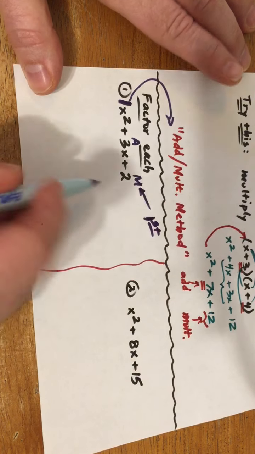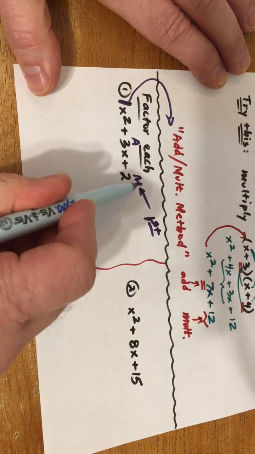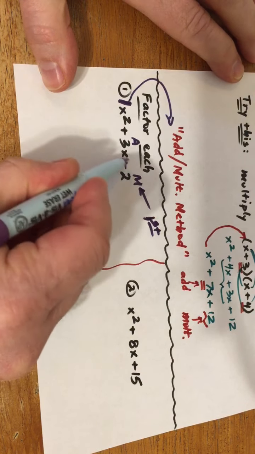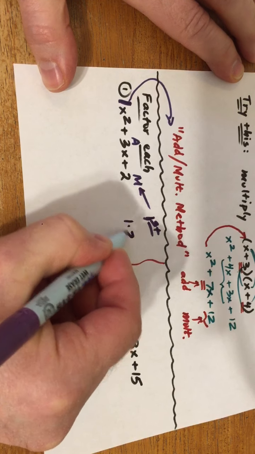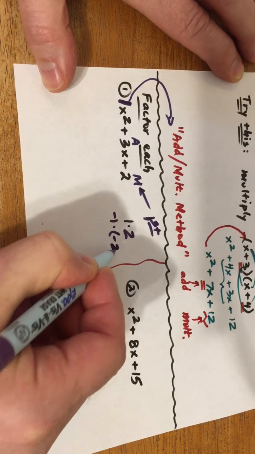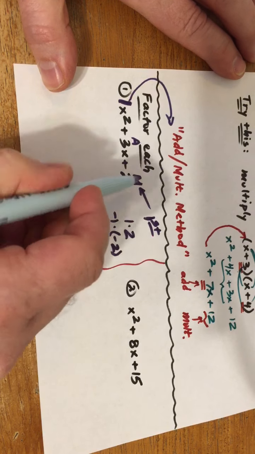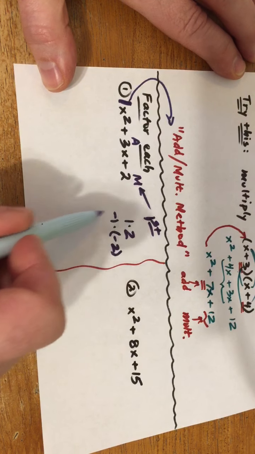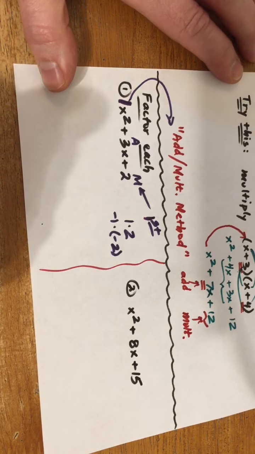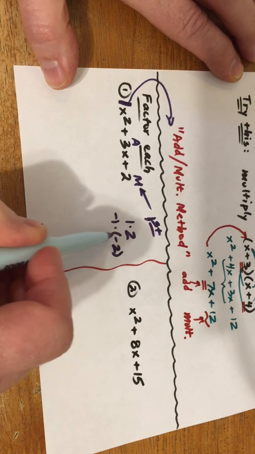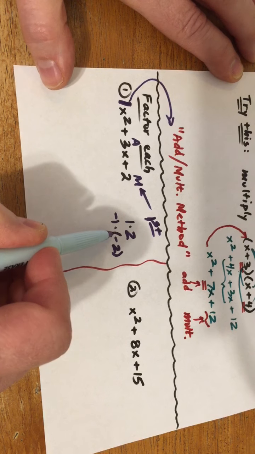Why? Because there aren't that many factors of 2. So let's give this just a little bit of thought. What are some numbers that multiply to positive 2? Well, 1 times 2 comes to mind. Also, -1 times -2. And these are the only factors of 2. Notice we're just using integers here as factors. No fractions, no decimals.